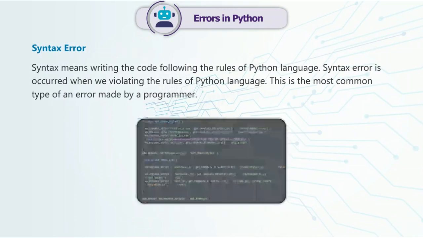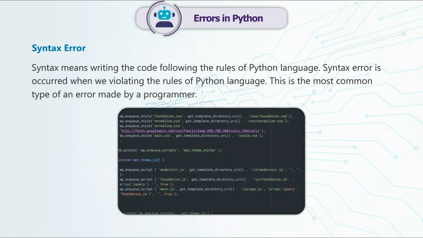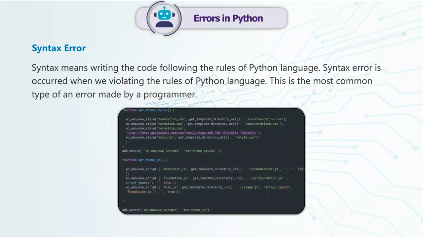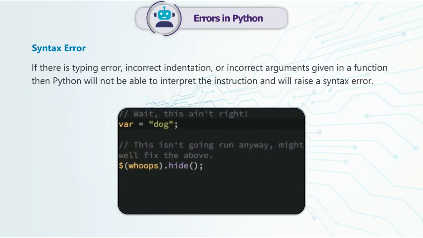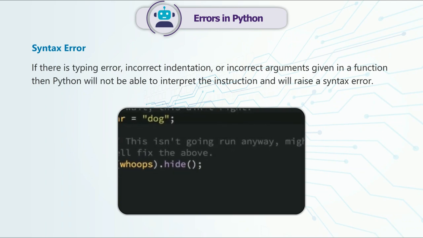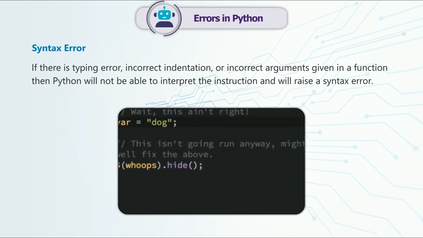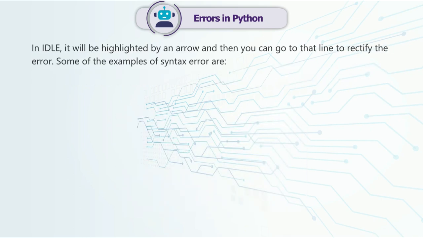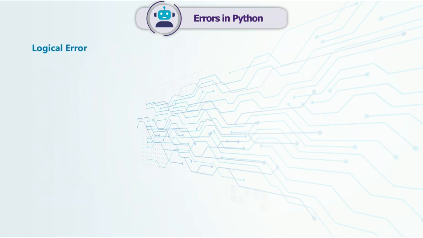Syntax error. Syntax means writing the code following the rules of the Python language. A syntax error occurs when we violate the rules of the Python language. This is the most common type of error made by a programmer. If there is a typing error, incorrect indentation, or incorrect arguments given in a function, then Python will not be able to interpret the instruction and will raise a syntax error. In IDLE, it will be highlighted by an arrow and then you can go to that line to rectify the error. Some examples of syntax error are shown.